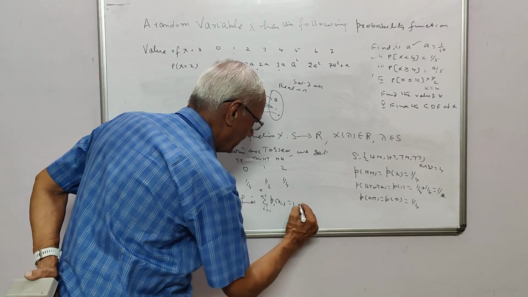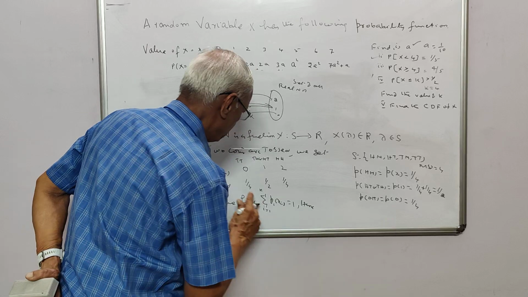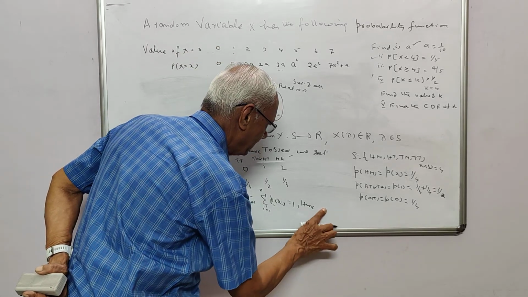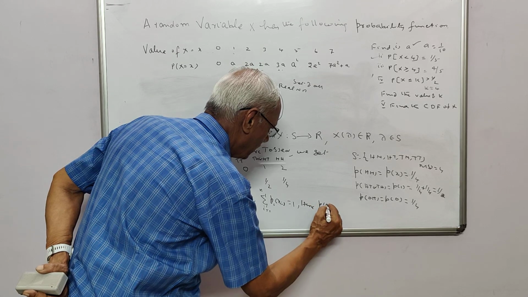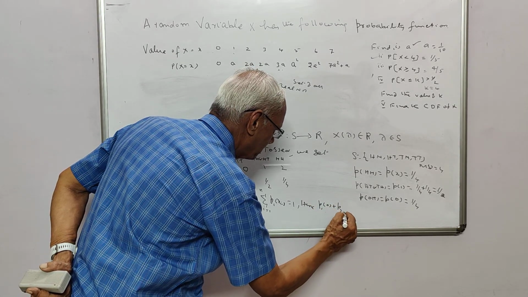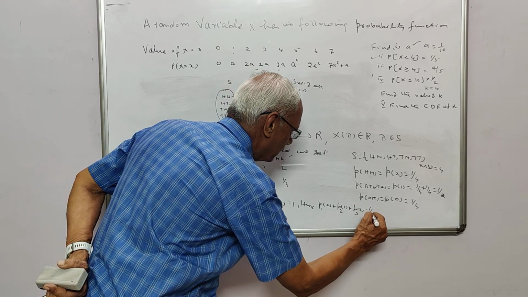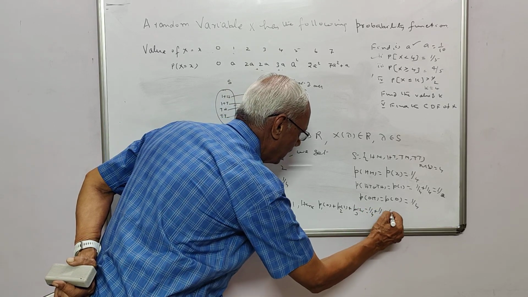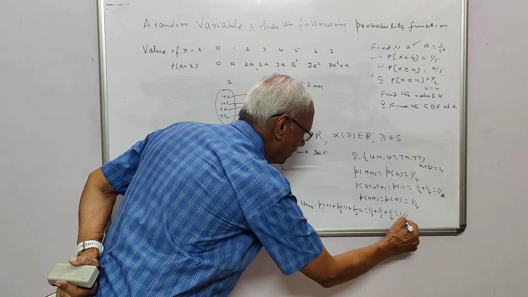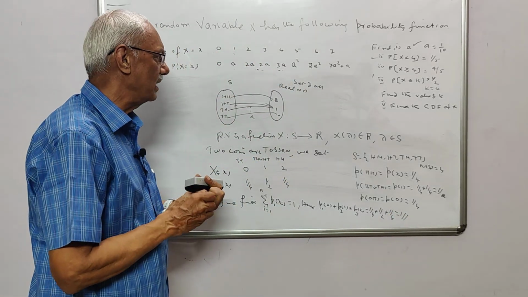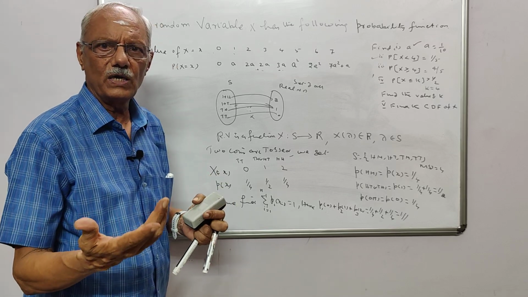That is, here see P1 x1 is what? It is 1 by 4. I will write it here, P1 of 0 plus P2 of 1 plus P3 of 2 is equal to 1 by 4 plus half plus 1 by 4. So you see that the sum of the probabilities in anything is 1.